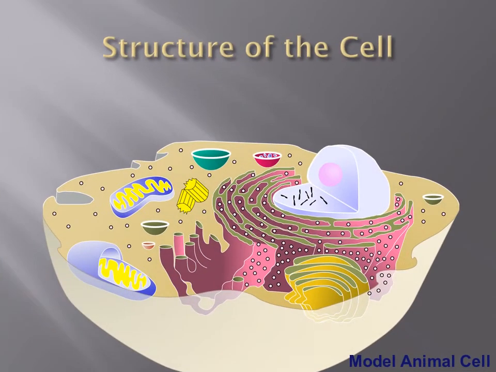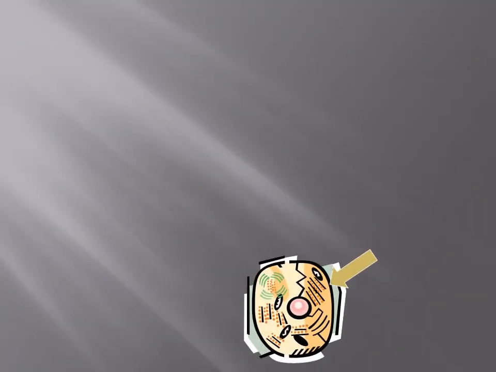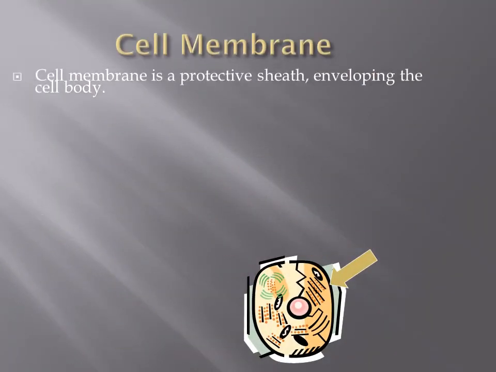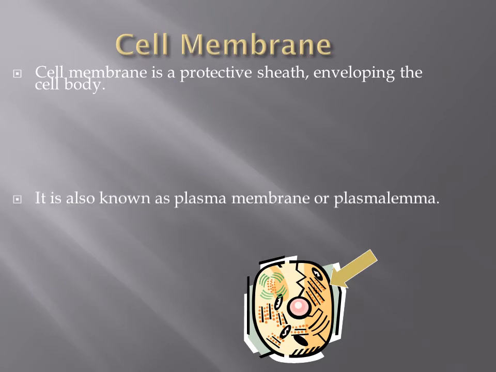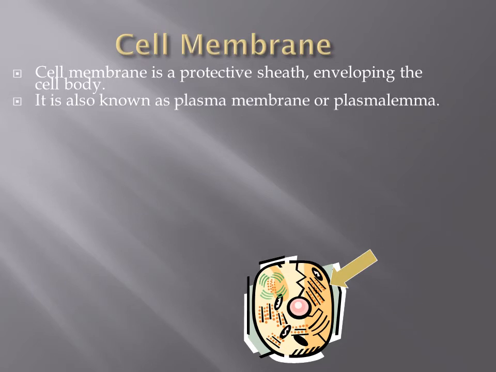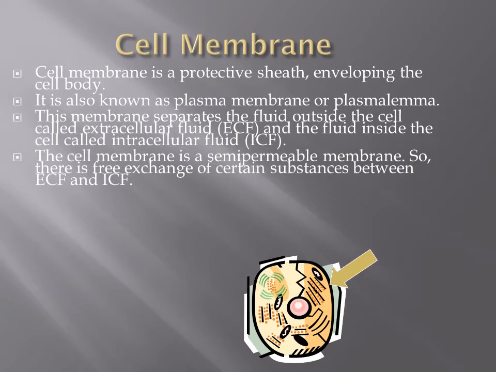The structure of the cell. The structure of the cell is studied under three headings: cell membrane, cytoplasm, and nucleus. What is the cell membrane? Cell membrane is the protective sheath enveloping the cell body. It is also known as plasma membrane or plasmalemma. The membrane separates the fluid outside the cell, called extracellular fluid, and the fluid inside the cell, called intracellular fluid.